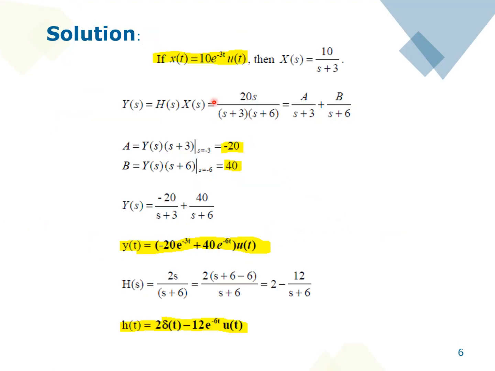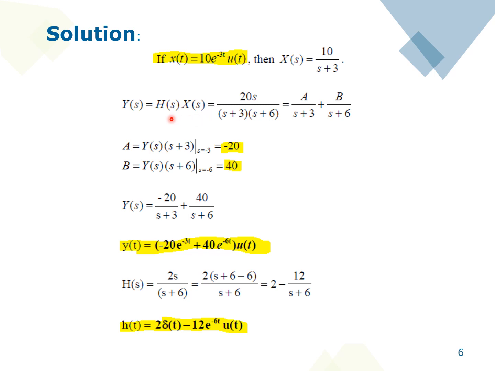Solution is given here. If x is the input signal, 10 e raised to the power minus 3t u(t), then the Laplace transform of x(t) will be equal to 10 divided by s plus 3, because 1 over s plus 3 is the Laplace transform of e raised to the power minus 3t. Now we can easily find Y(s), which is the product of H(s) and X(s).